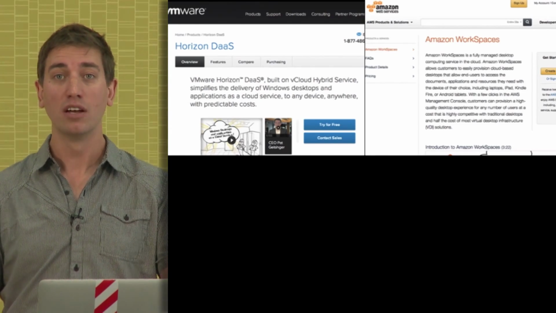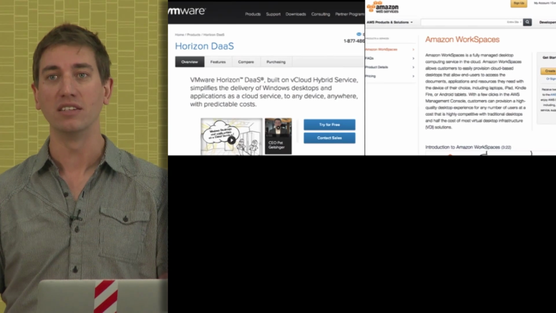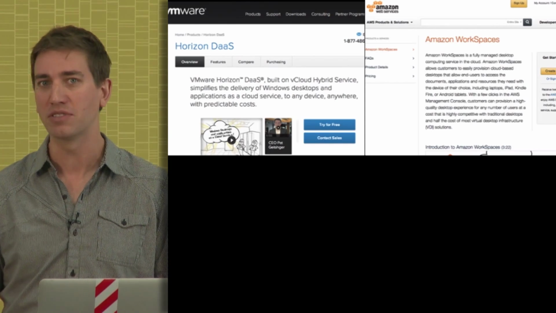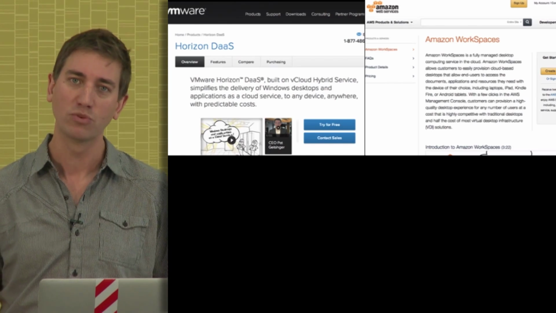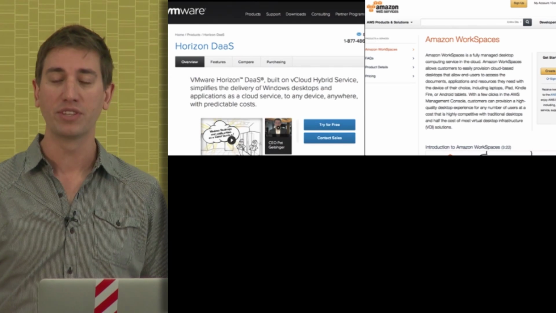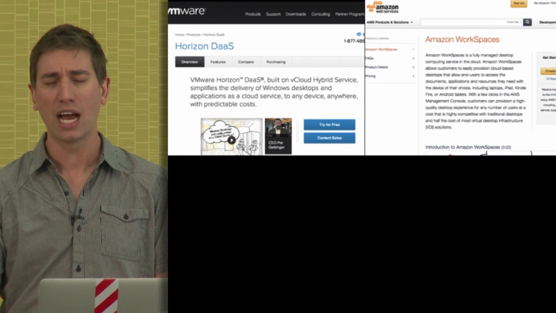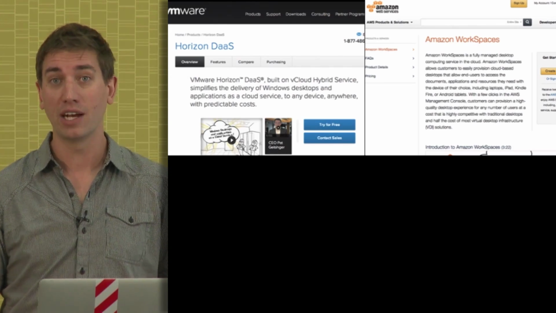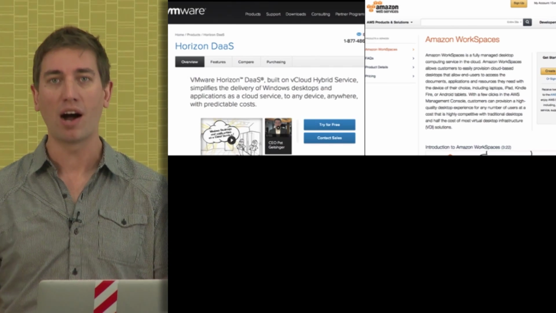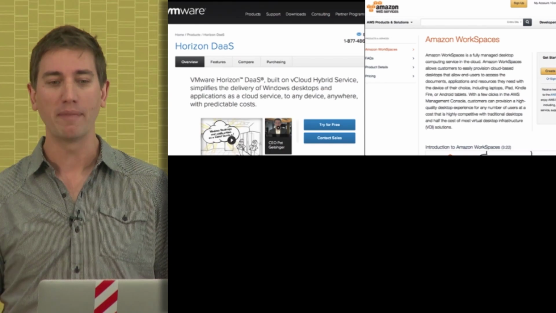Amazon announced Workspaces. This is Amazon's DaaS offering, which they have now. They initially announced it in two locations in the US, US West and US East. They've recently brought Europe online with data centers out of Ireland. And just this morning they announced Sydney for the APAC region. So you can now go to Amazon Web Services and buy a Windows desktop from Amazon.